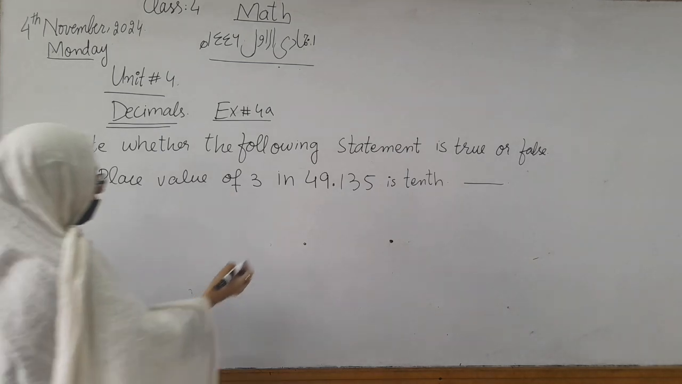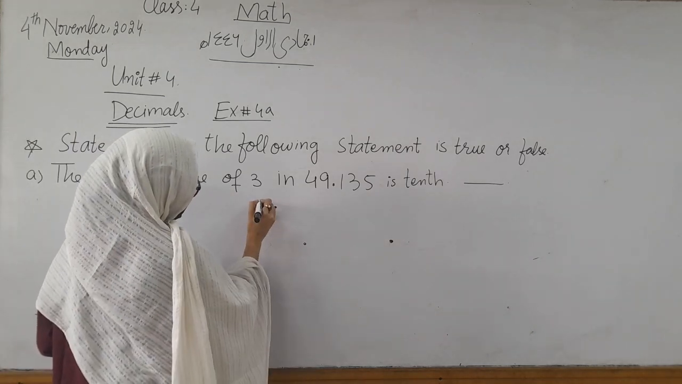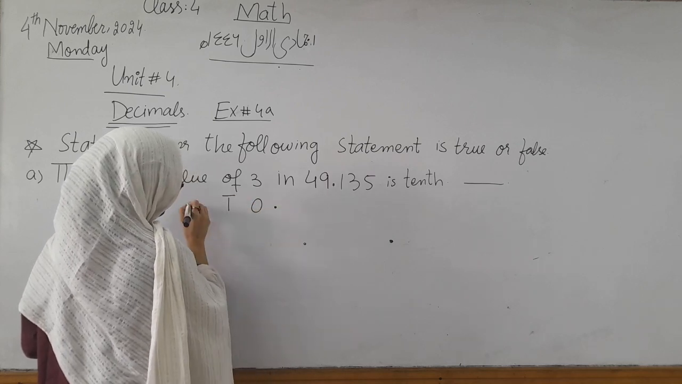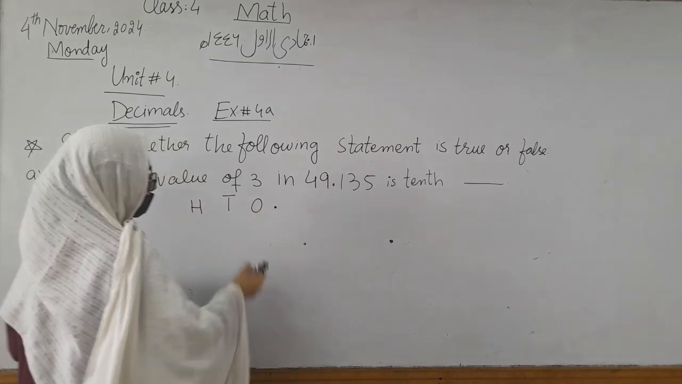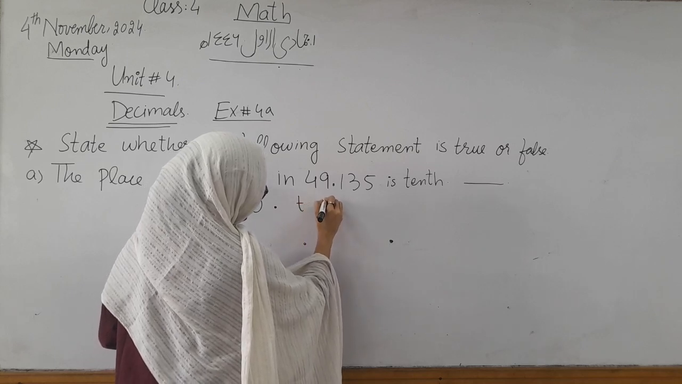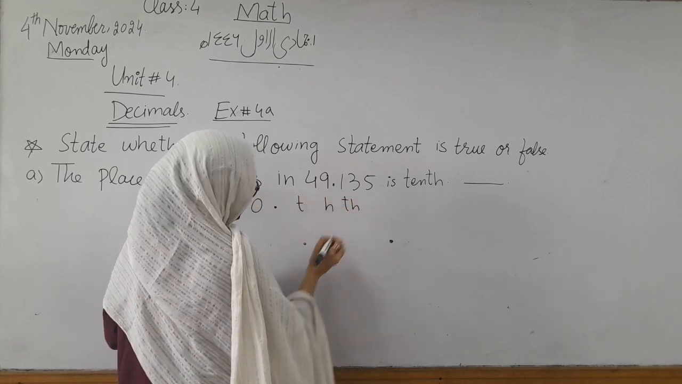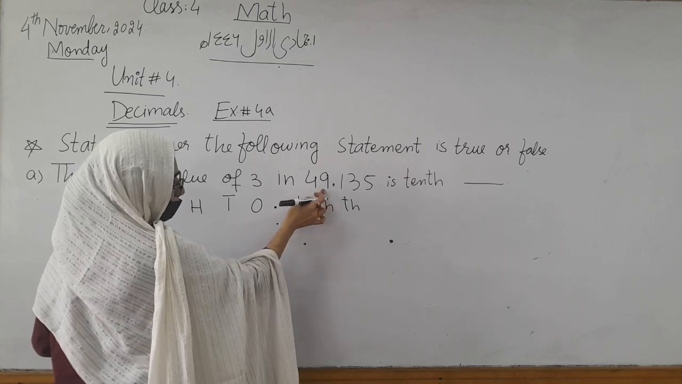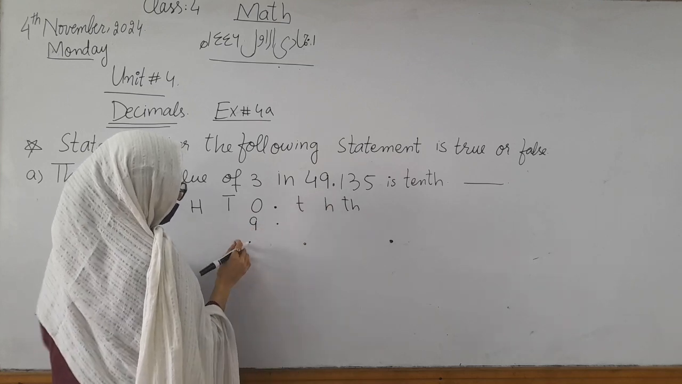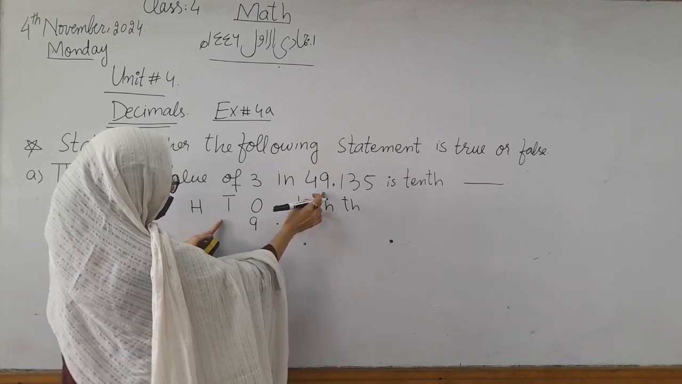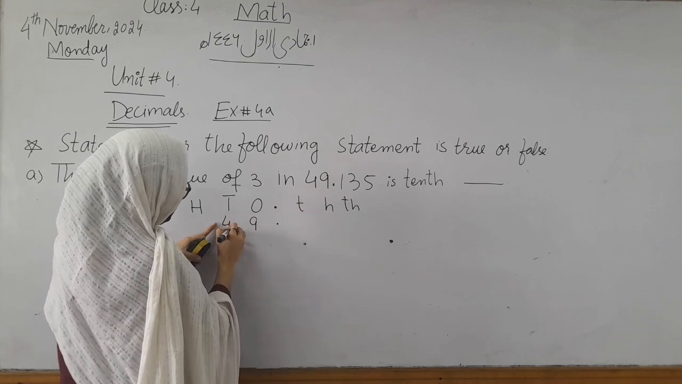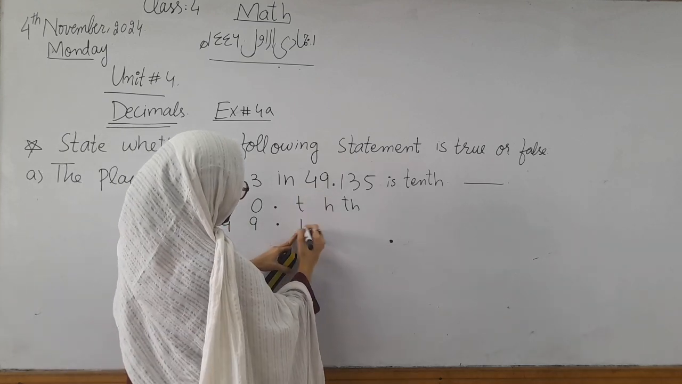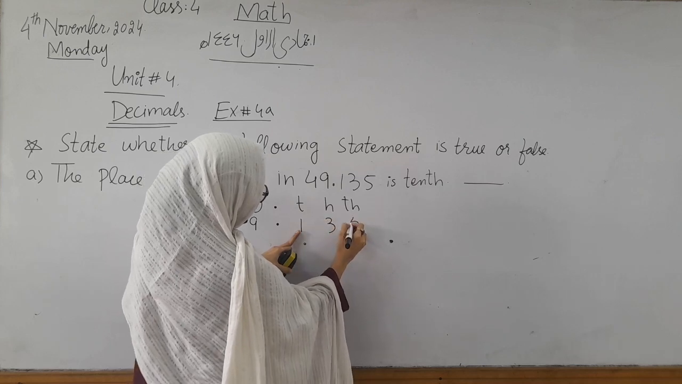So you have to make the place value table. Before the decimal point we have ones, tens and hundreds, and after the point we have tenths, hundredths and thousandths. Now you have to put the number in the place value chart. Before point we have ones, 9. In tens we have 4. After point we have tenths 1, hundredths 3 and thousandths 5.